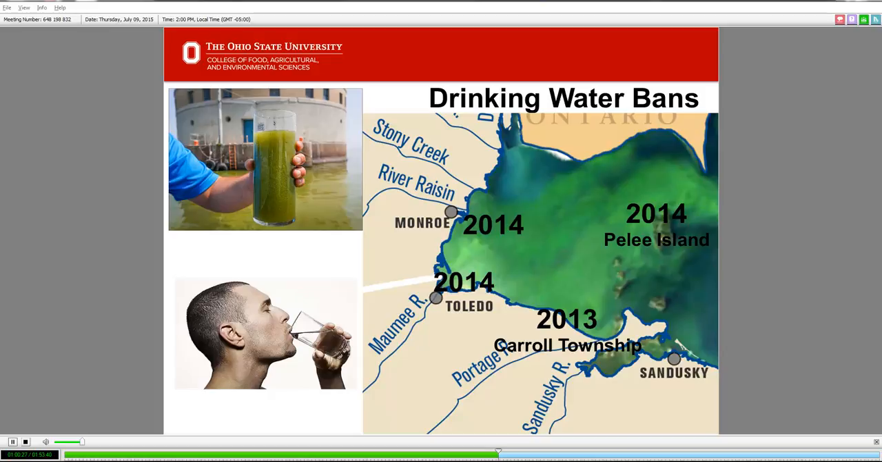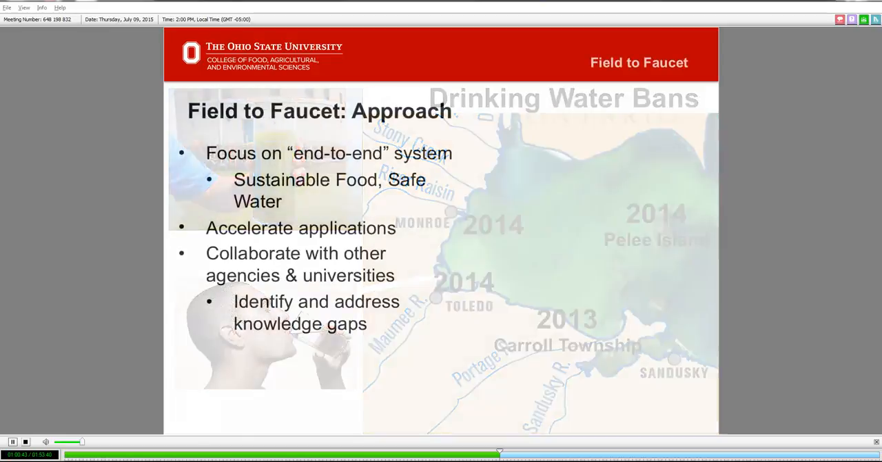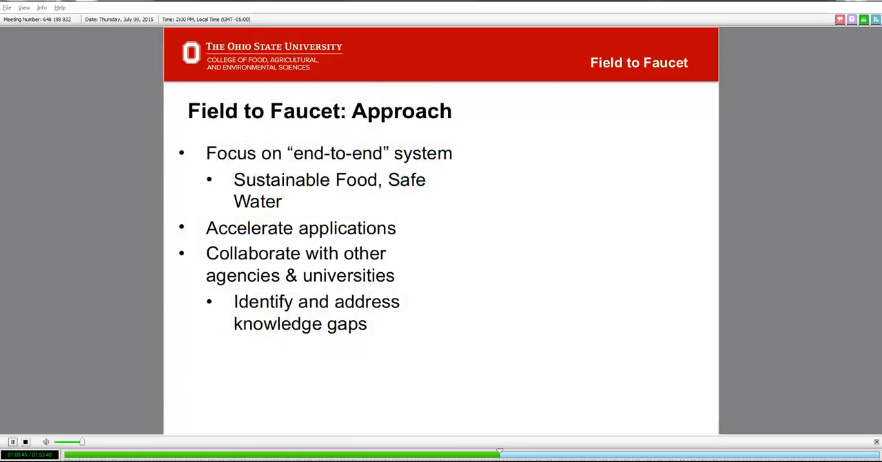Another important aspect of Field to Faucet is to accelerate applications. I'm going to talk soon about the ongoing projects that have just started with Field to Faucet. There are 5 of those that complement the projects from the Ohio Department of Higher Education. What's really important here is to not only have the research be completed, but have applications that really matter, in what's happening on the field and what's happening within the drinking water treatment plants. And lastly, it's always important to collaborate across and with other agencies and universities to identify and address knowledge gaps.